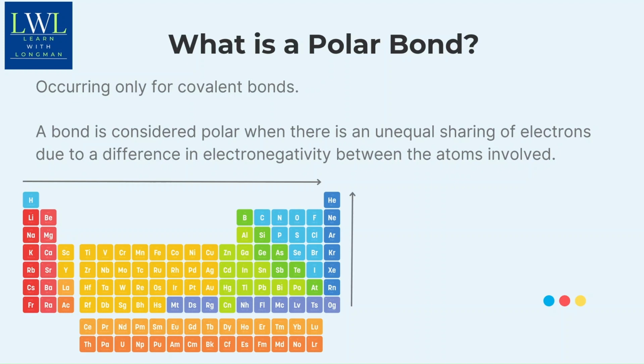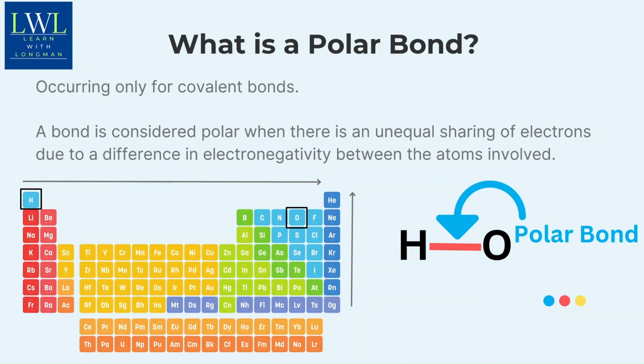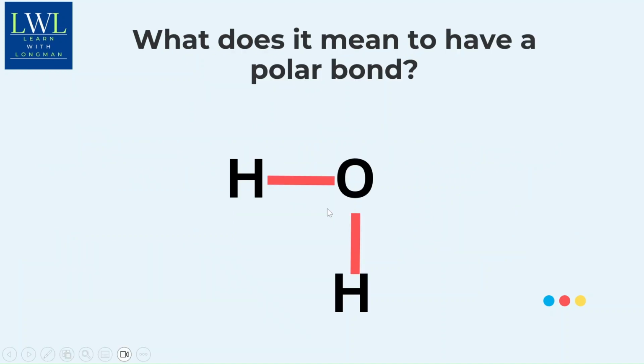So, if we take two nonmetals found in different positions on the table, they will have different electronegativities. For example, hydrogen and oxygen. Hence, any covalent bond which forms between these will be a polar bond. So this is a polar bond. And this very bond can be found in a water molecule.